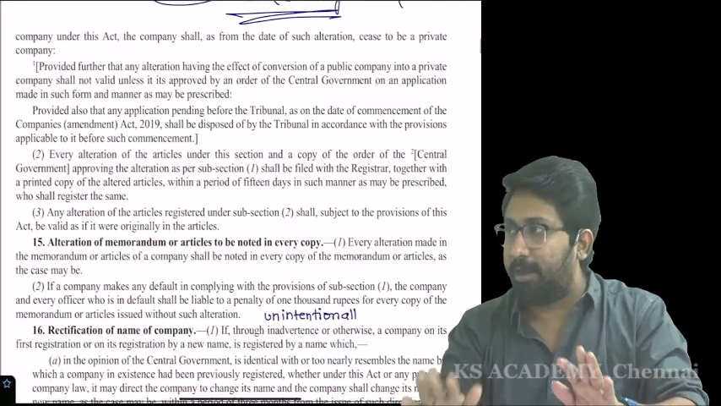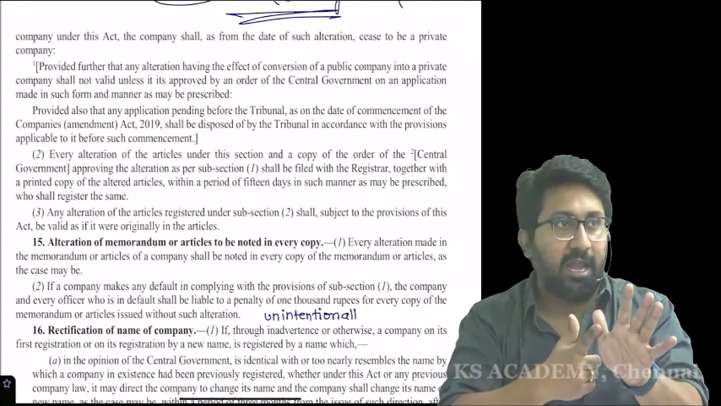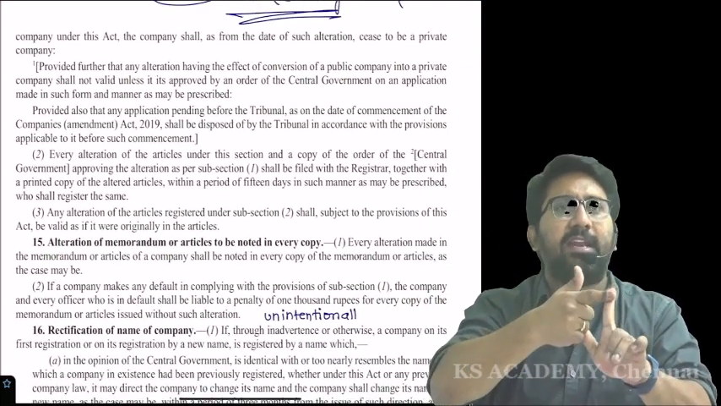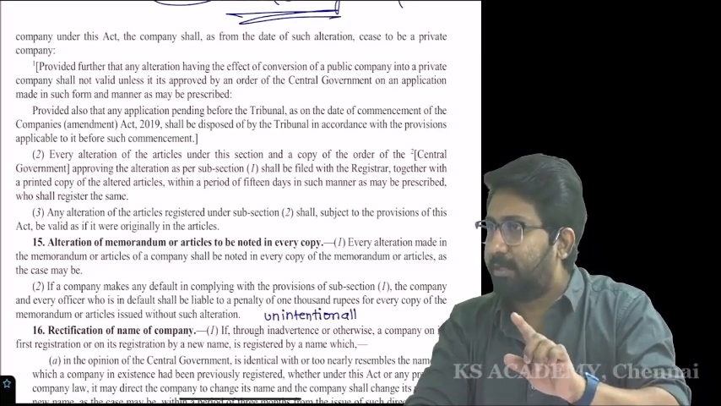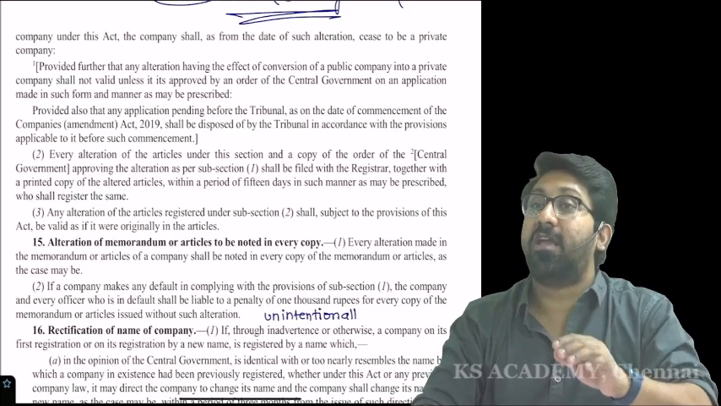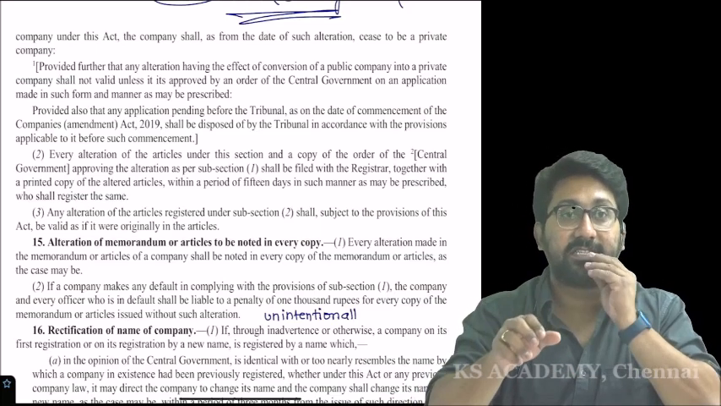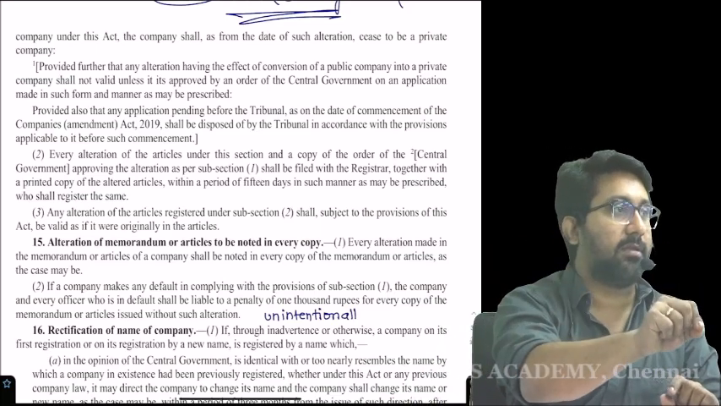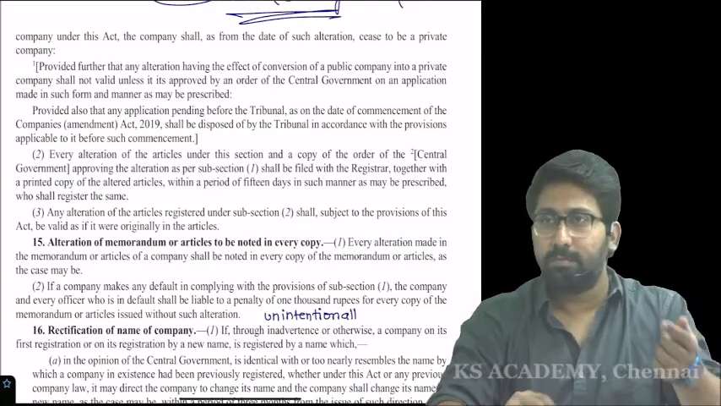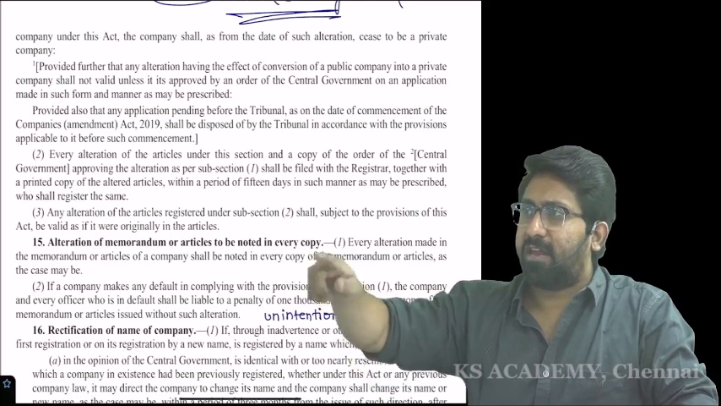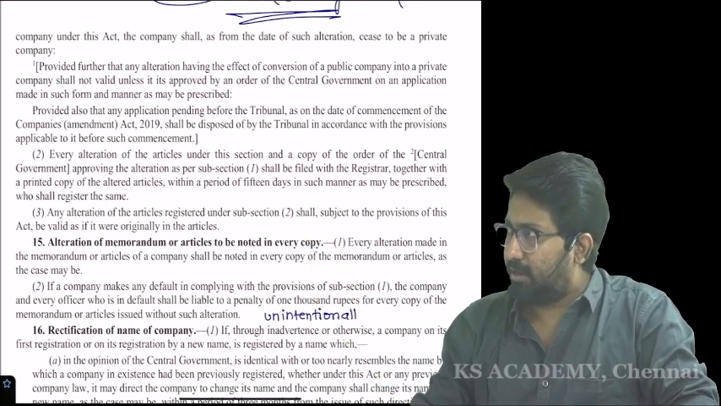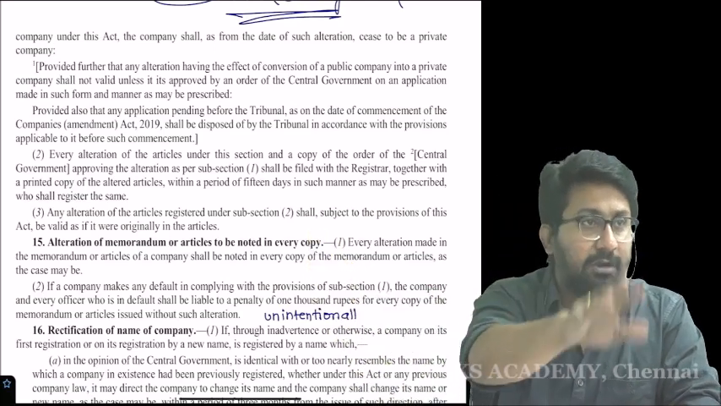The name of the company should not be identical or too nearly resemble the name of an existing company or the name of an existing registered trademark. Clear, everyone? Now the question. If it is the name of another company too nearly resembling, the government will know, MCA will know.